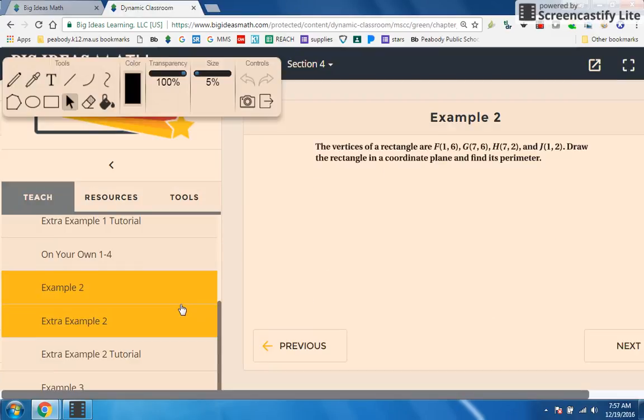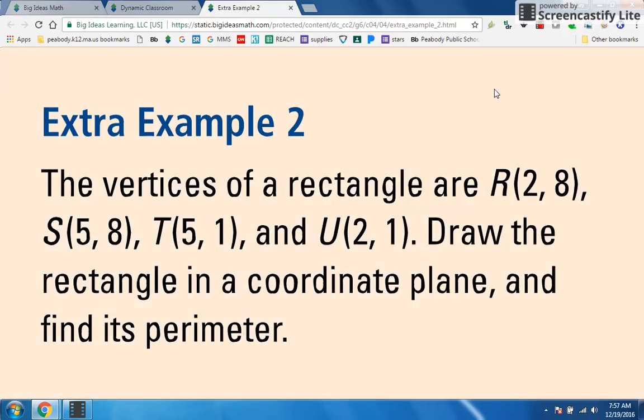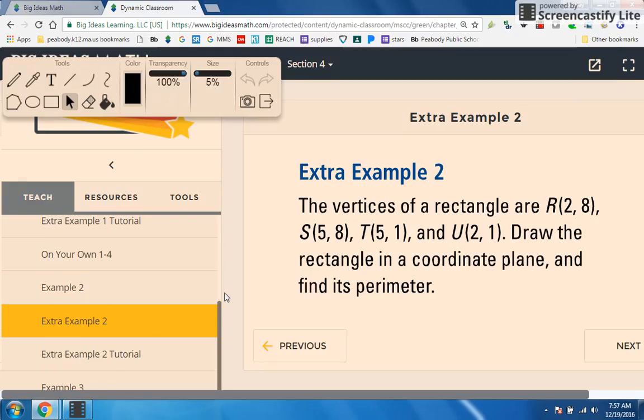I'm going to give you one of these to try. So you try this one. You can draw it on a coordinate plane. You have to draw another coordinate plane, plot your points, connect the dots. You're going to get a rectangle. That's what it's telling you. Find all of your measurements and then add them all up to find the perimeter. So try that one.